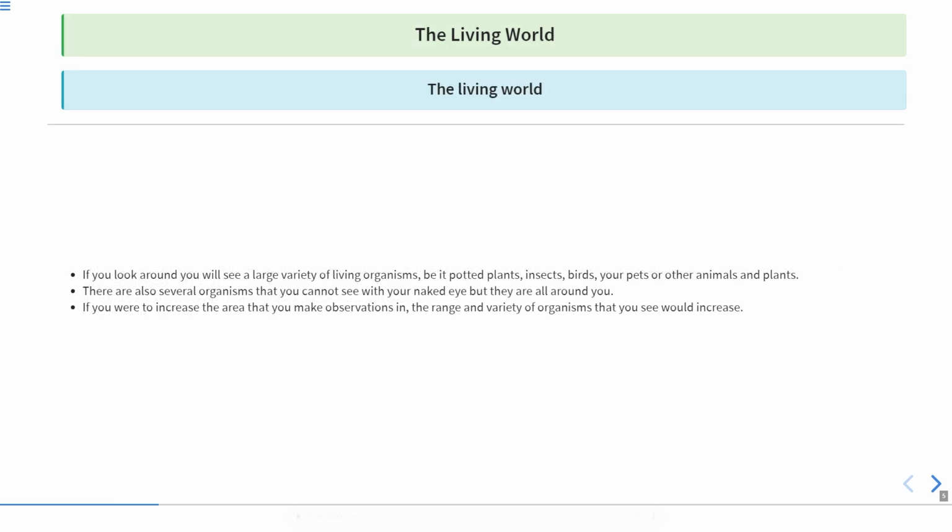Now, if you look around, you will see a large variety of living organisms. If we look around ourselves, we see a large variety of living organisms, be it a potted plant, insects, birds, your pets, or other animals and plants that are living in the wild, right?